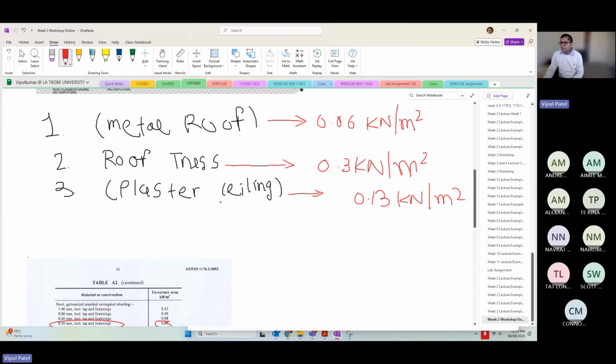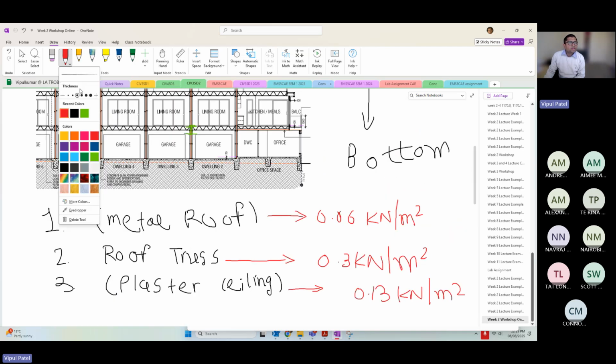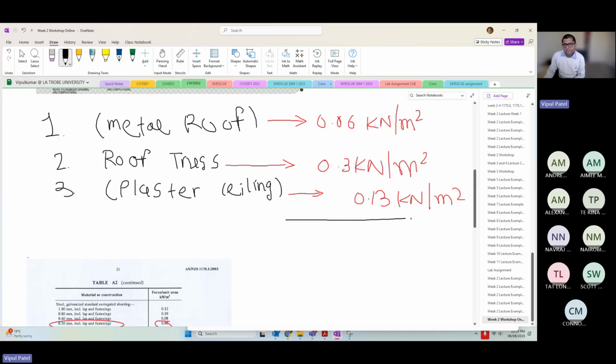So that's 0.13. If I add up all these values, I would get the total load from the roof. So if I add 0.06 plus 0.3 plus 0.13, I would get 0.49 kilonewton per meter square. That's just the load coming from the roof structures.